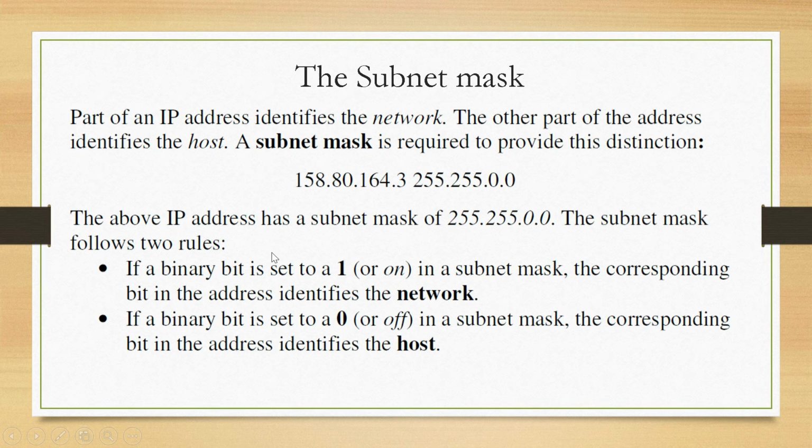What is a subnet mask? A subnet mask identifies which part of an IP address is the network. The other part of the address identifies the host. Remember, there are two parts of your IP address, the network and the host. Now, a subnet mask is required to provide this distinction, so you would not know until you have a subnet mask.